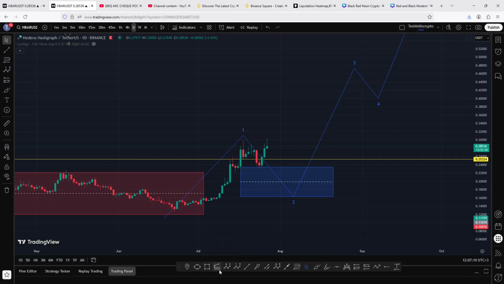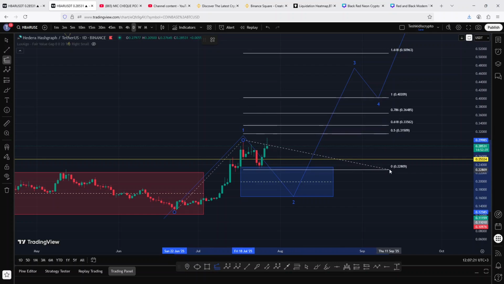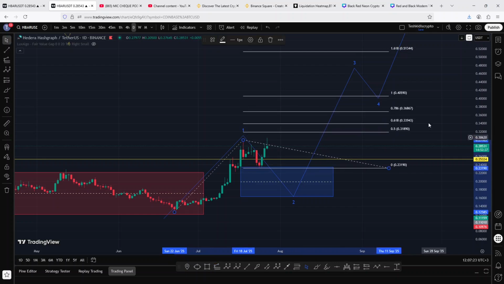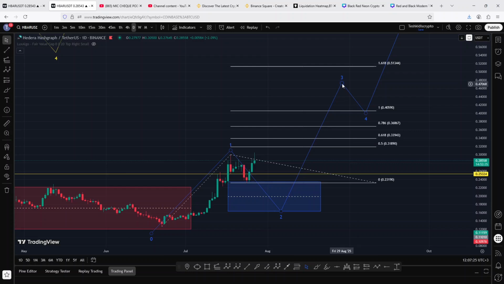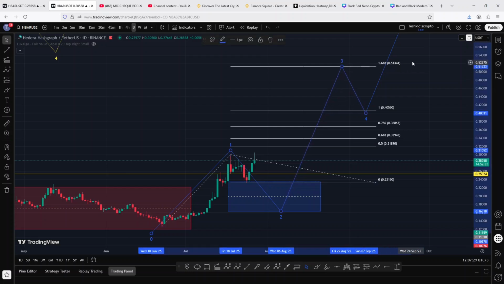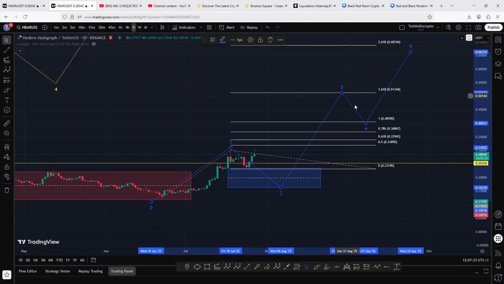And the minimum target areas for that wave 3 can be given by connecting the fib extension from the low of the first wave to the high of that wave 1, then connecting the Fibonacci's to the low of the second wave. And on sorting, the area that you need to pay attention to lies on the fib level 1.618, and that lies above the 0.51344 as your next target area. Then we can expect a wave 4 and then continue pushing even higher.